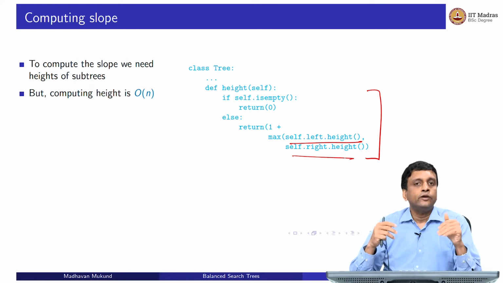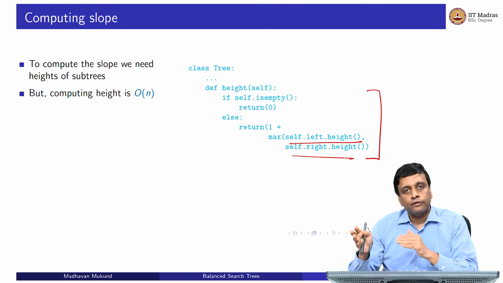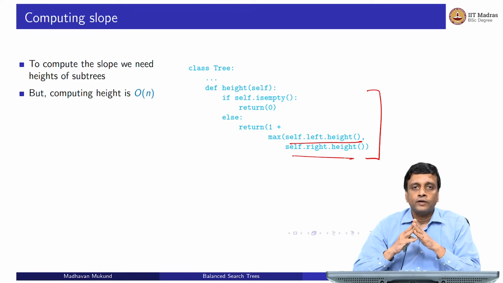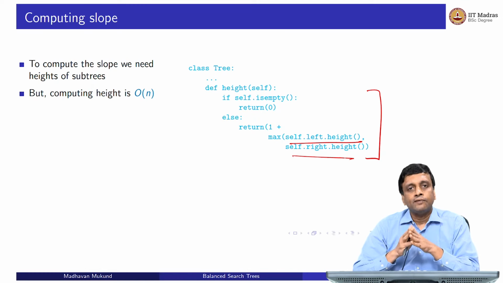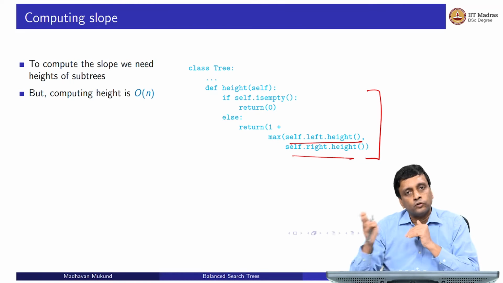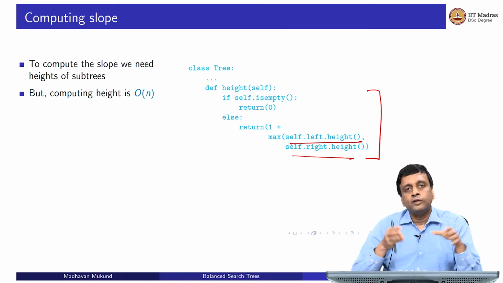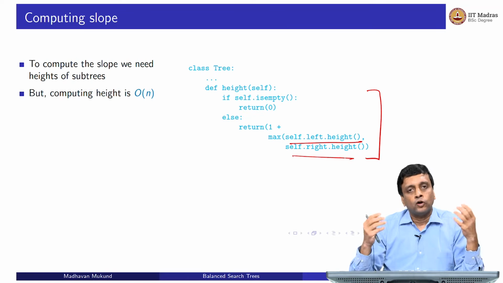It's not like find or insert, which says either go left or go right. All our search tree operations so far were clever in the sense that they never went down both paths. Either it said go down the left path or it said go down the right path, but never both. But this is now requiring me to go both ways, so it's going to be actually an order n operation.